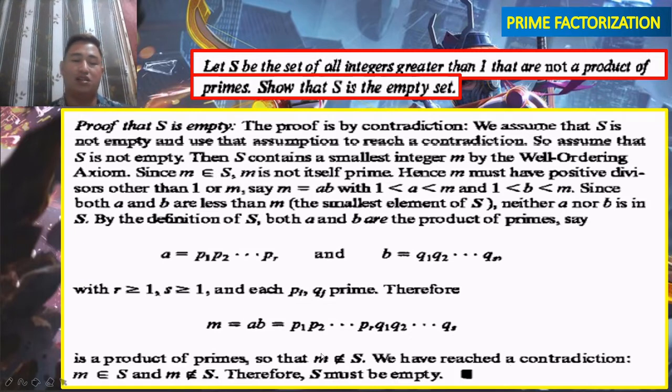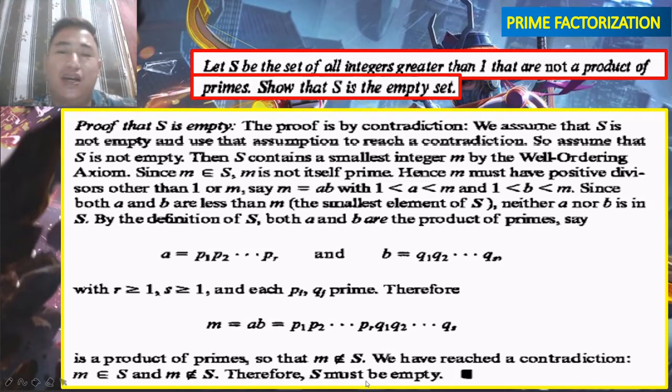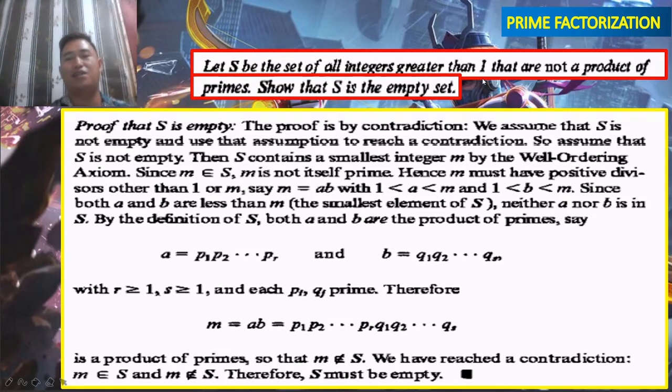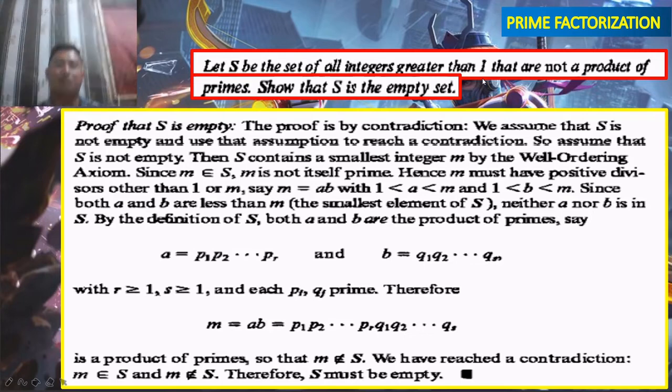So we have reached a contradiction. There are M element in S and M not in S. Therefore, ang S na class must be empty. Wala siya solid. Muna nga kung empty na line class S, therefore dili true nga not a product of primes ang mga integers nga greater than ni 1. So tanang integers class nga mga greater than ni 1 are a product of primes. Okay, so na-prove na natin itong theorem.